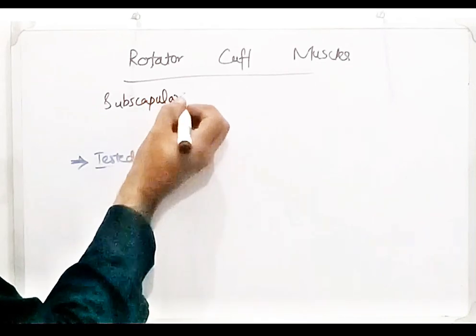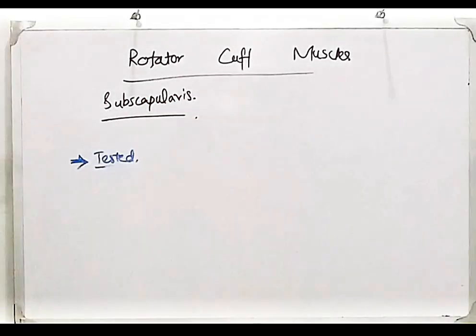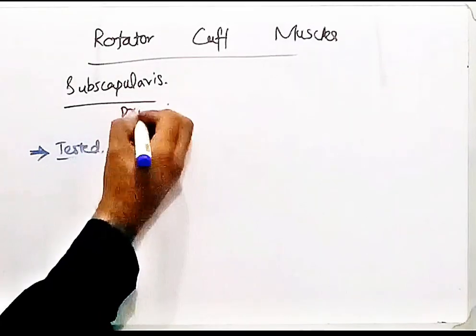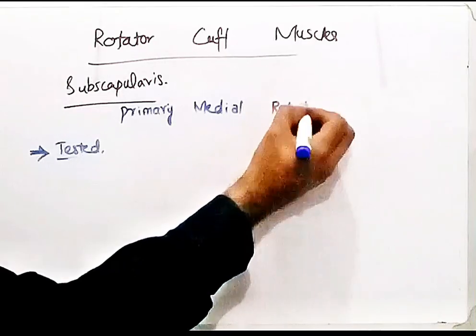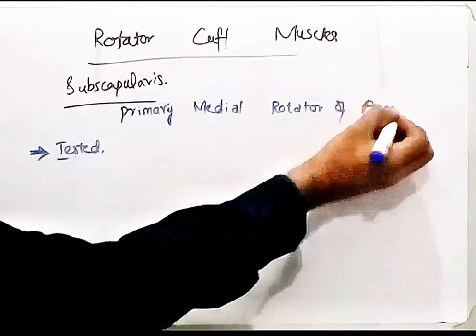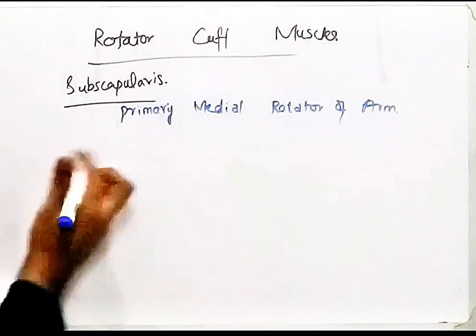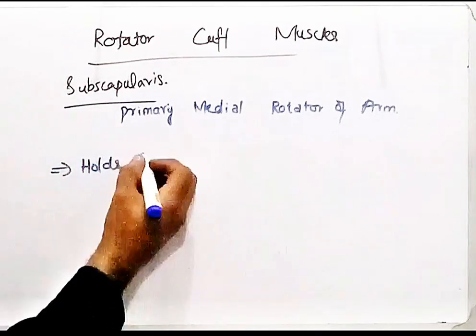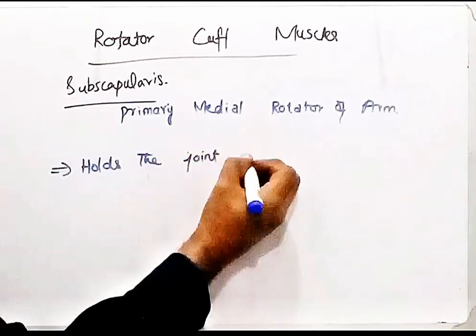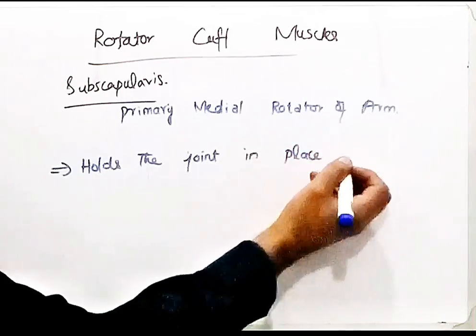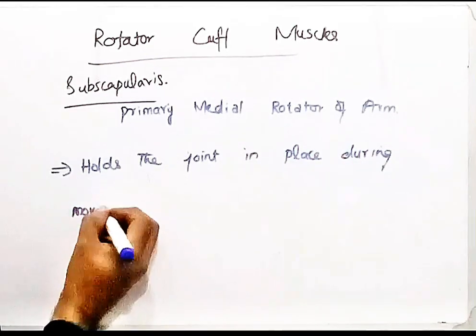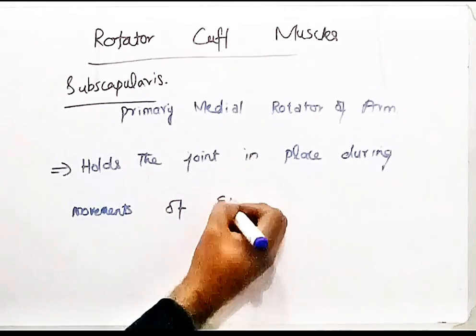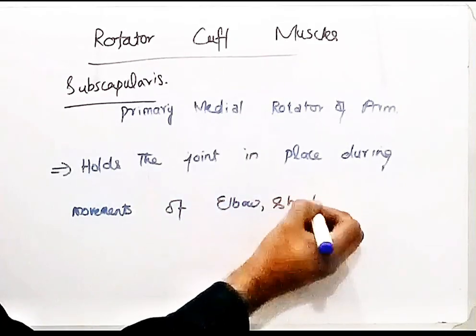Now talking about the subscapularis muscle, because teres minor cannot be palpated separately as it is also involved in the lateral rotation of the arm. The subscapularis muscle is the primary medial rotator of the arm, also involved in adduction of the arm, and helps to stabilize and hold the joint in place during movement of the elbow, shoulder and hand.